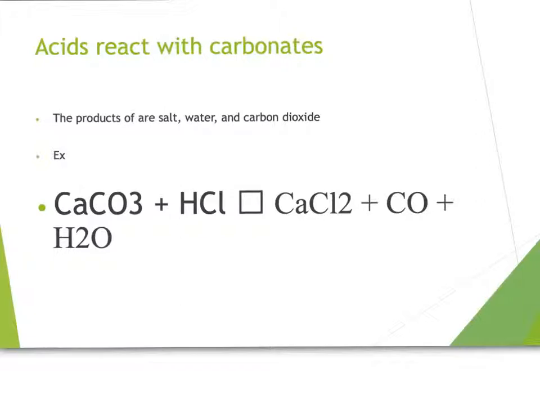Acids can also react with carbonates. The products are a salt, water, and carbon dioxide. In this example, we have calcium carbonate reacting with hydrochloric acid. Now our calcium and our hydrogen will trade places. Calcium has a +2, chlorine has a -1, crisscross, we get our CaCl2.